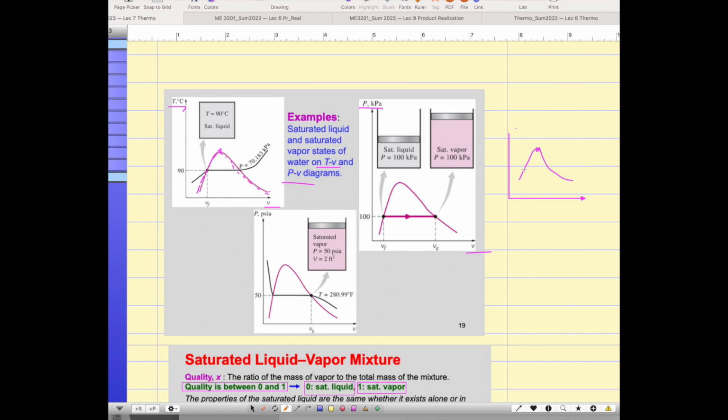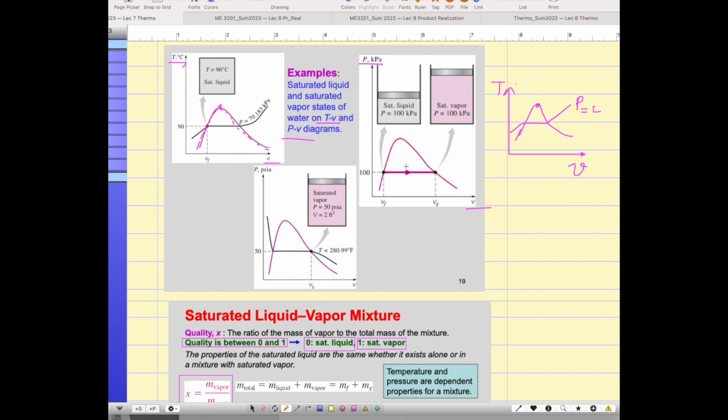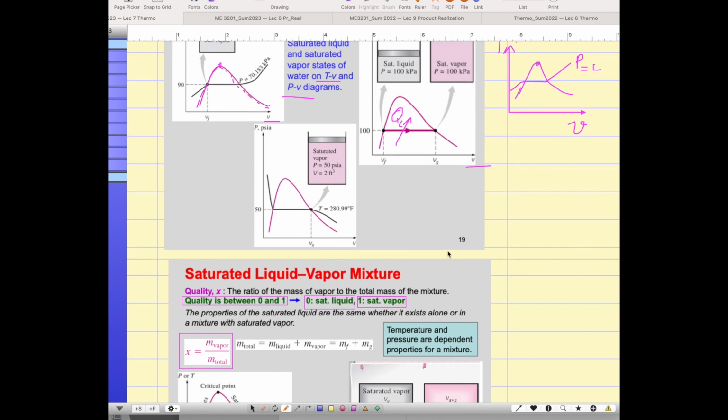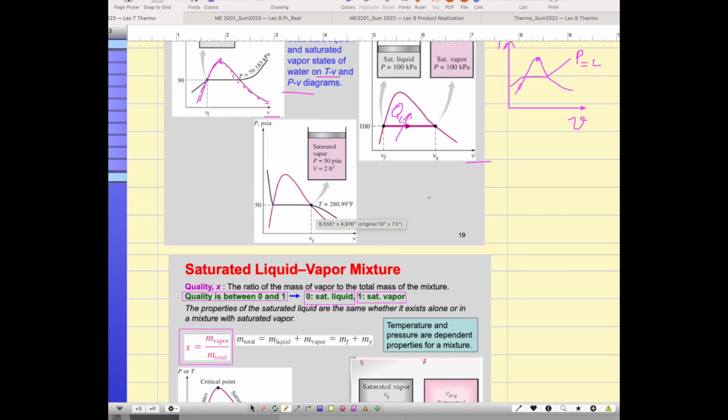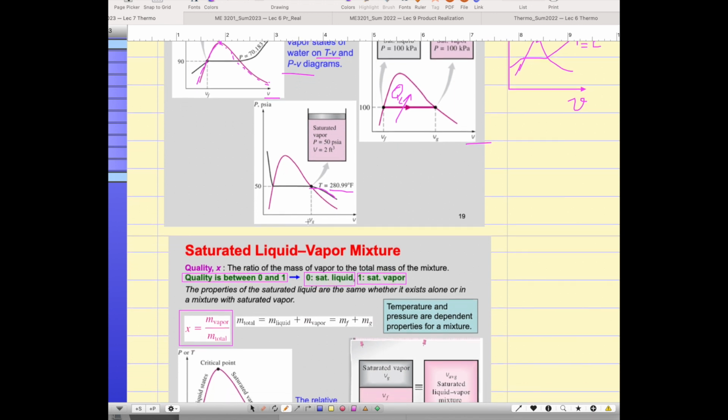For the constant pressure line, pressure is constant on the TV diagram. This is the TV diagram, and similarly, this is the latent heat. Whatever we supply here is used to change the phase from liquid to gaseous phase. On the PV diagram, the constant temperature lines are like this. And the V sub G, all the sub G's, mean the saturated vapor line.